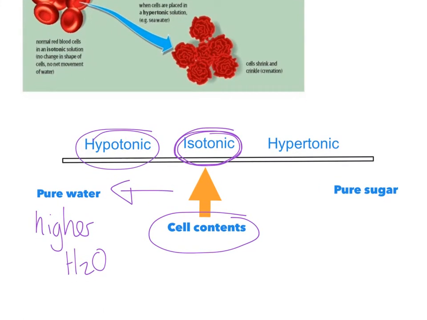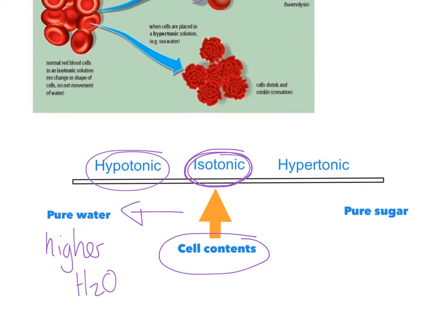At the other end of the scale, as we move towards, for example, a pure sugar solution like golden syrup, then what's going to happen as you go this way is that you end up having a hypertonic solution outside.